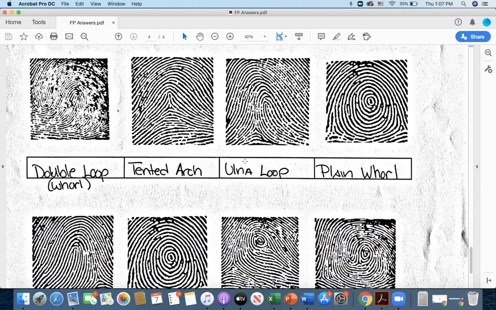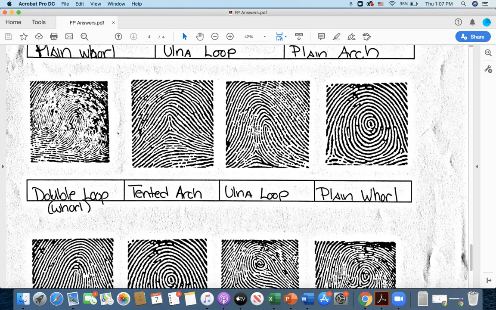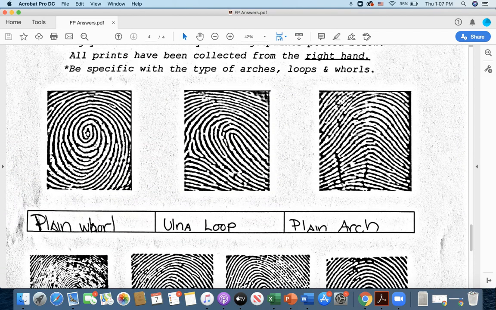Let's talk about our arches. Second row, we have a tented arch because we do have a bit of that vertical line. And in the top row, number 3, we have a plain arch. We said kind of like a slow, gradual hill.